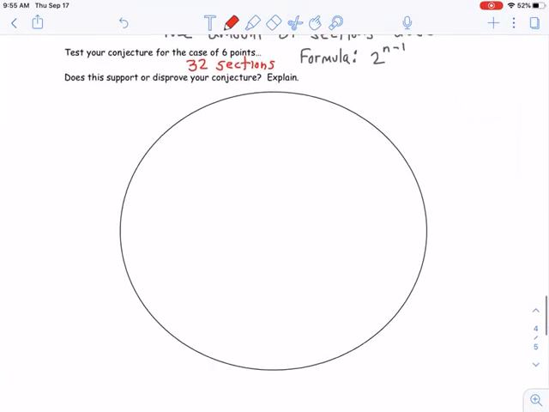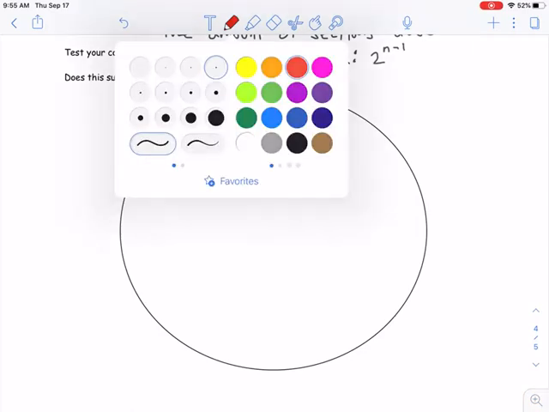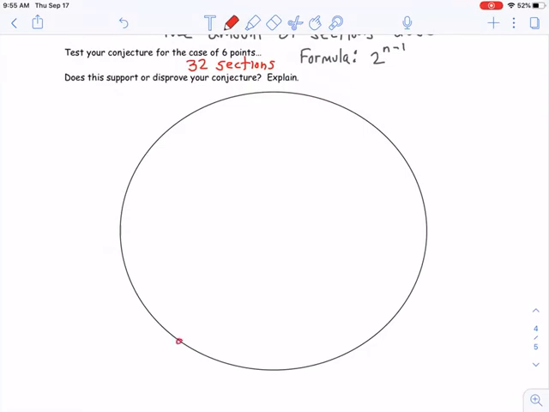We got this big circle. We got to be really careful. We got to take our time. This is not the easiest thing to draw. Again, try to make them equidistant apart. Alright? So we got these 6 points. Now, I got to connect all the points to all the points.